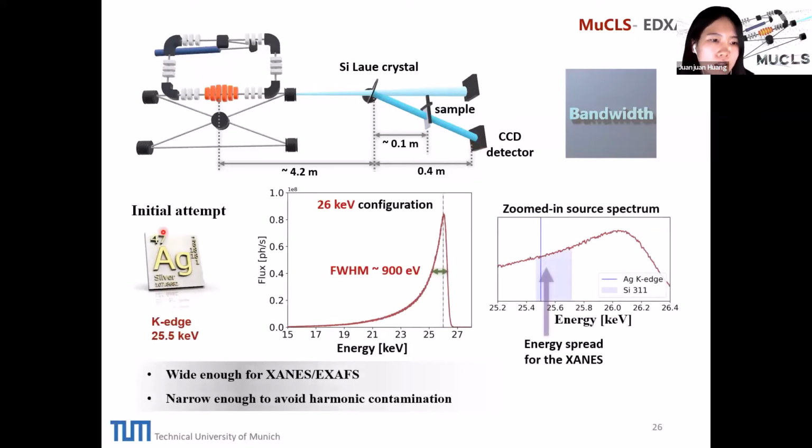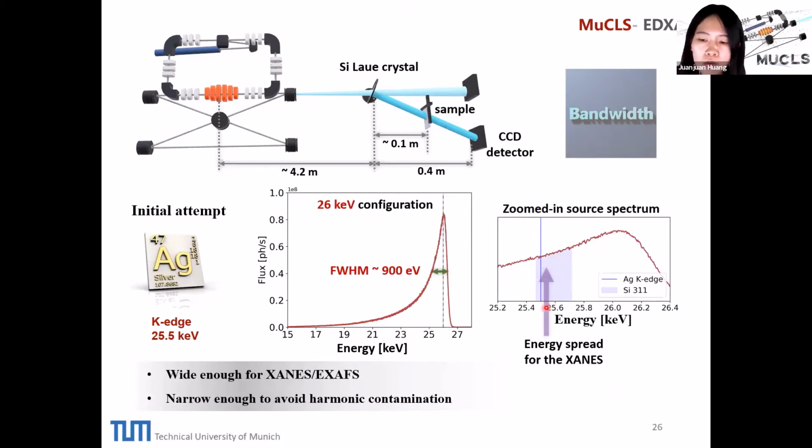As an initial tryout, we chose a silver foil which has a K-edge at 25.5 keV. And we tuned the MuCLS to a 26 keV energy configuration, and this is the X-ray spectrum of 26 keV. So it has a bandwidth of roughly 4%, corresponding to a full width half maximum of roughly 900 eV. And this one is a zoom in of the middle part of the spectrum. The energy range that we use for silver EXAFS is highlighted in this purple region.